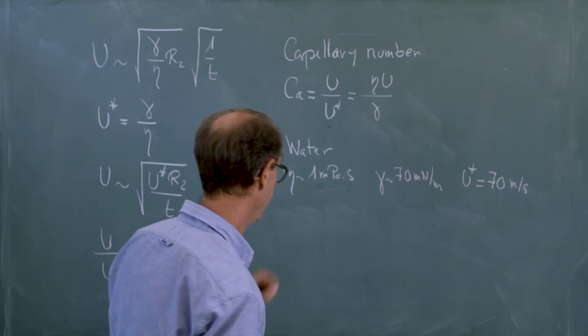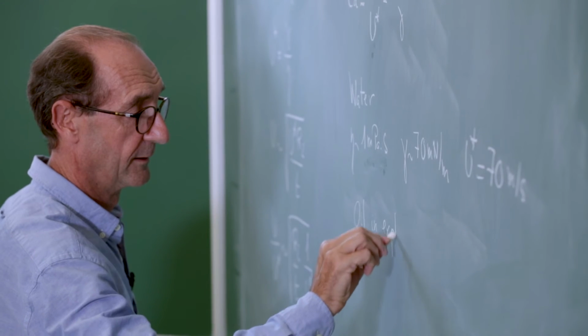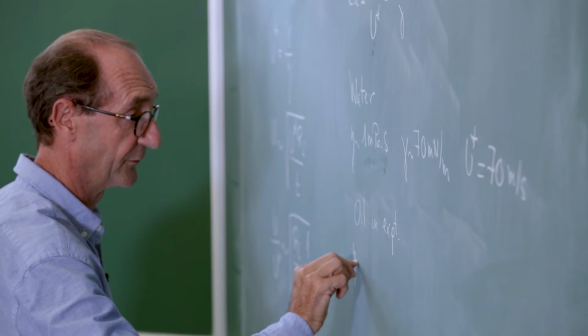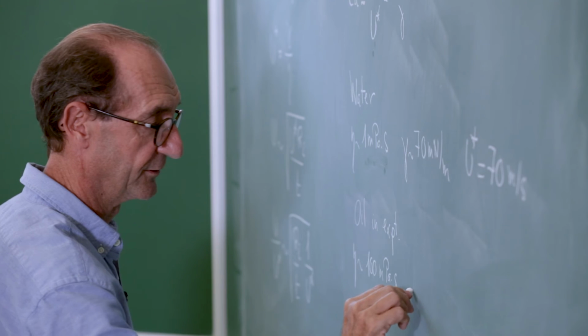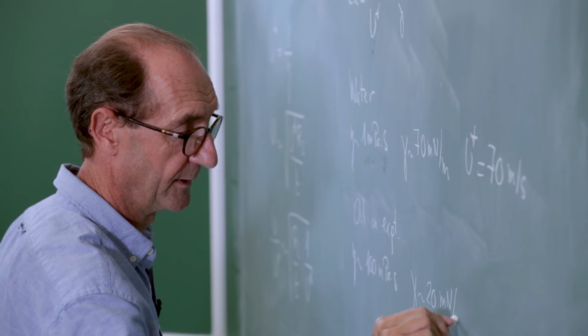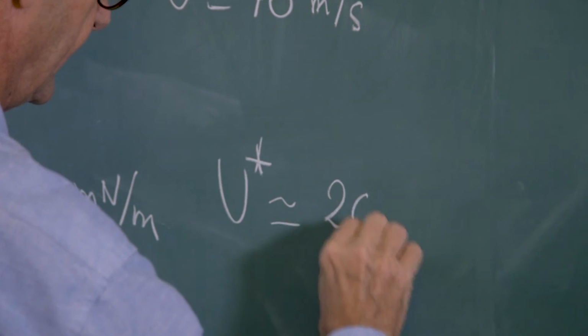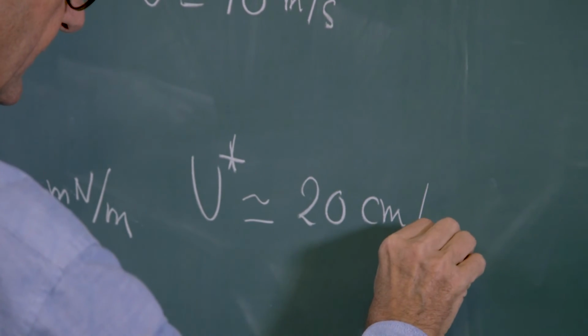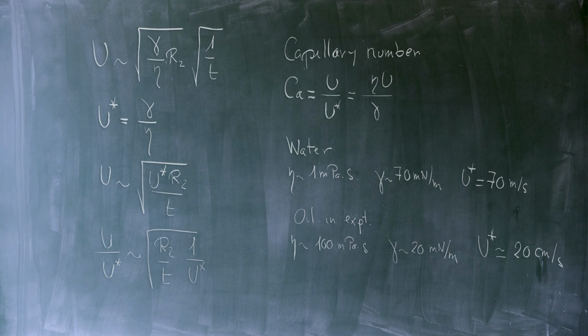For the oil that we used in the experiment, the viscosity is larger. It's about 100 millipascal seconds. The surface tension is slightly smaller, typically 20 millinewtons per meter. And as a consequence, the velocity u star is on the order of 20 centimeters per second only. It is important for each liquid to have an order of magnitude of this characteristic velocity u star to be able to compare the viscous effect and the surface tension effects.